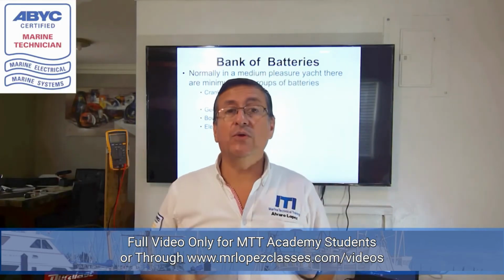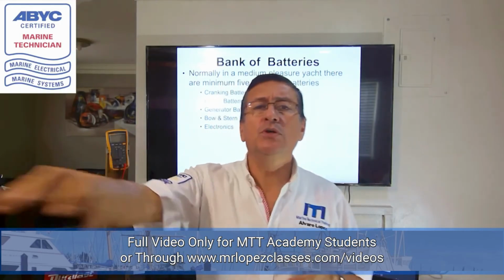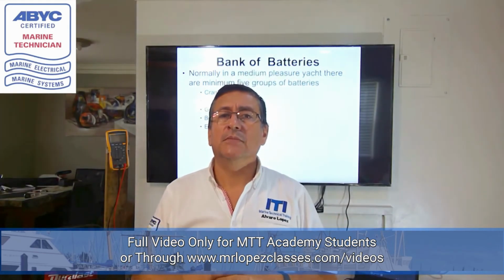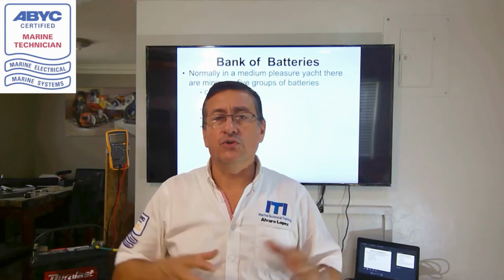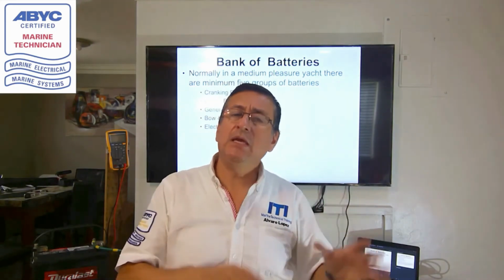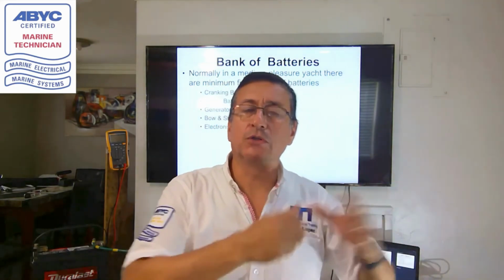In other words, if the boat is 24 volts, is configured in 24, all the groups of batteries should be 24 volts in order to avoid confusions. All of them should be with the same voltage. Ready?